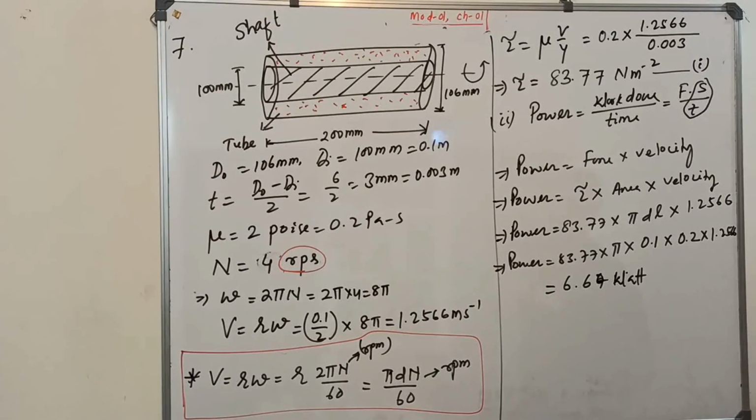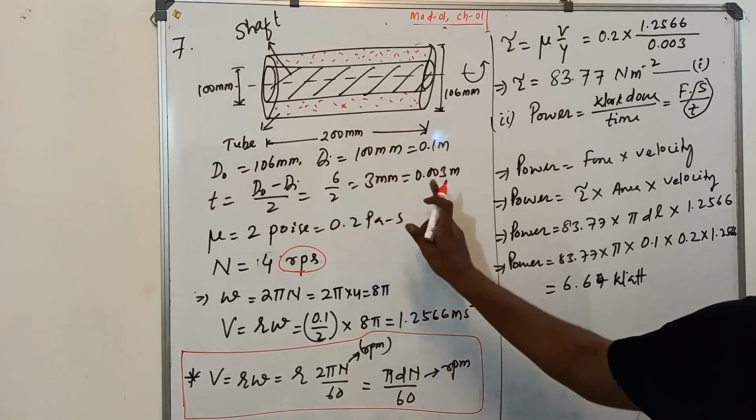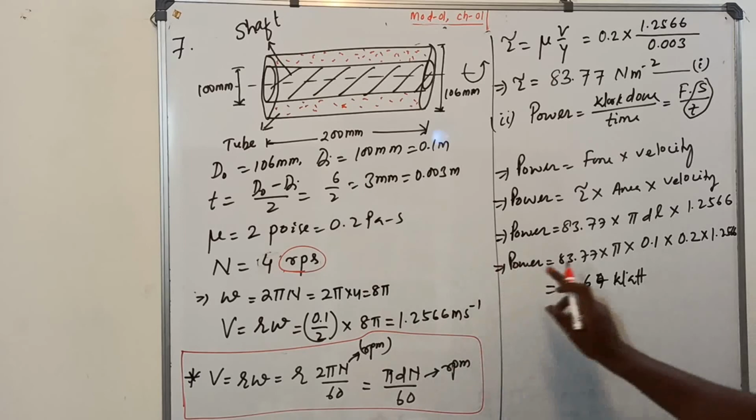Get 6.67 watt. See, you might have found in the question, it's written 200 centimeter. But actually, the problem we are discussing is 200 mm. So, what if 200 centimeter is there? Simple. If you are taking 200 centimeter, this will be 2 meter.